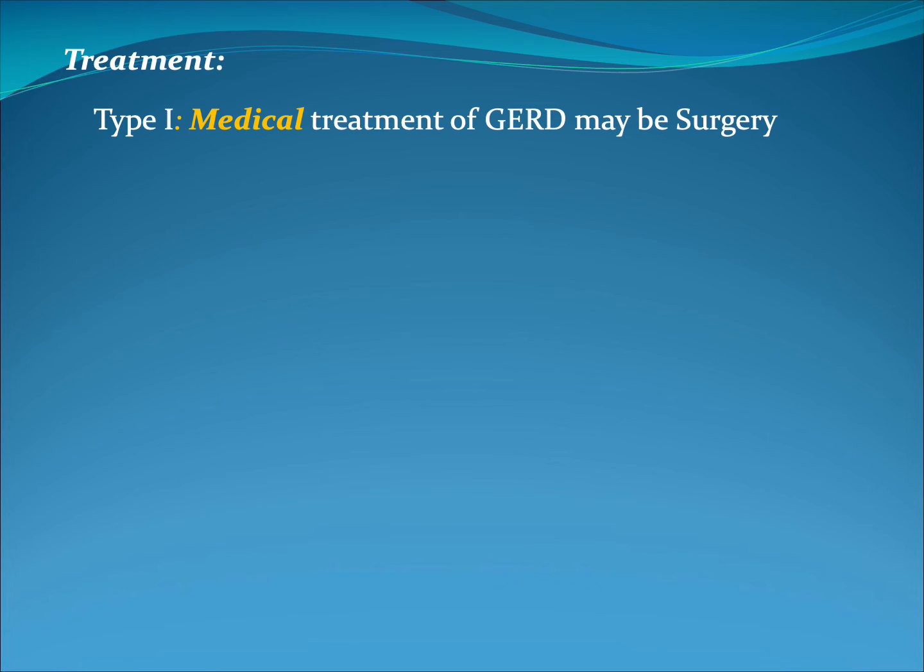So for the treatment of type 1, it is medical treatment of reflux, the same as for reflux disease. It could be surgery if there is a failure of maximum medical treatment, or if there is a mechanical complication. Types 2, 3 and 4 should go to surgery because they carry a higher risk of incarceration and volvulus.